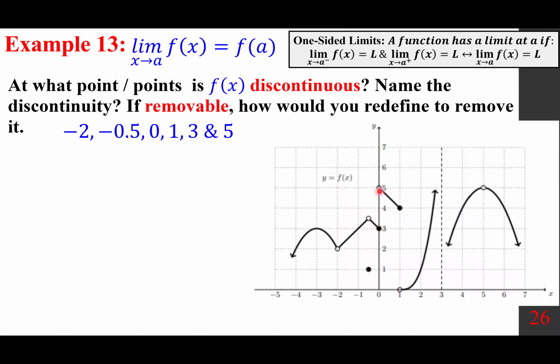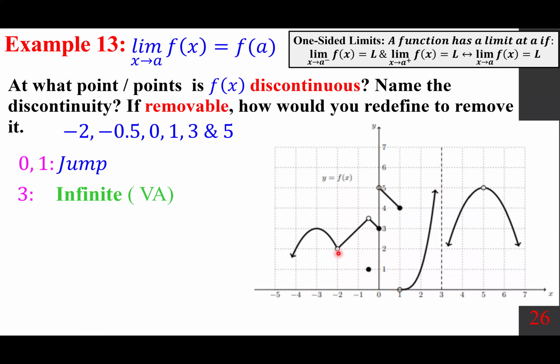If you look at 0, there is a jump, and at 1 there is a jump. At 0 and 1, we have a jump, and there's nothing we can do to fix it. Number 3 is infinite, also known as VA or vertical asymptote. The rest of them are fixable.